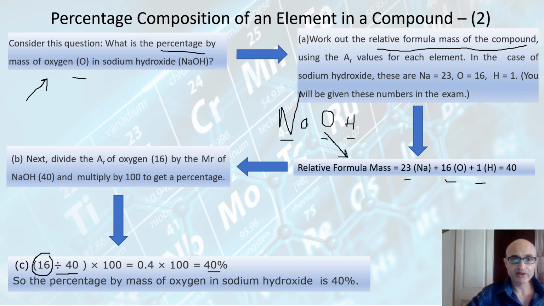You could challenge yourself by finding the percent by mass of hydrogen in NaOH and also the percent by mass of sodium in NaOH. All you have to do is exactly this type of calculation, but instead of using the RAM of oxygen, you use the RAM of hydrogen if you are looking for the percent by mass of hydrogen, and you use the RAM of sodium if you are looking for the percent by mass of sodium in sodium hydroxide.